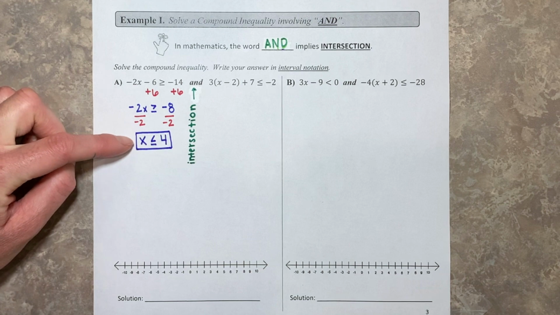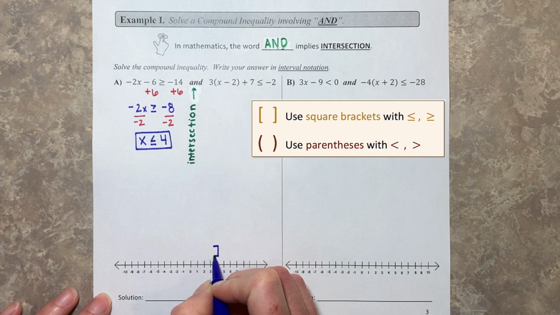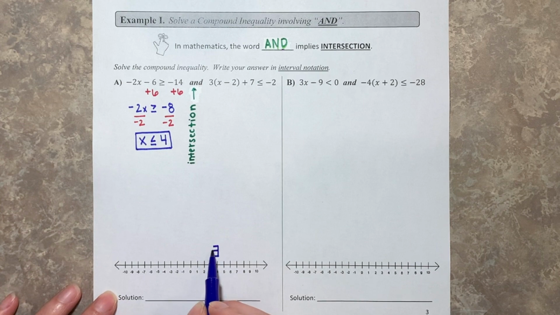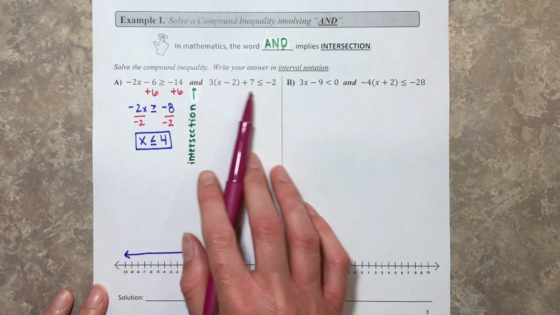Now, I'm going to go ahead and graph this on the number line. We're going to find 4, and we'll draw a square bracket. And then we want to represent all x values less than or equal to 4, so we'll draw our arrow going to the left. Next, I'm going to solve this inequality.